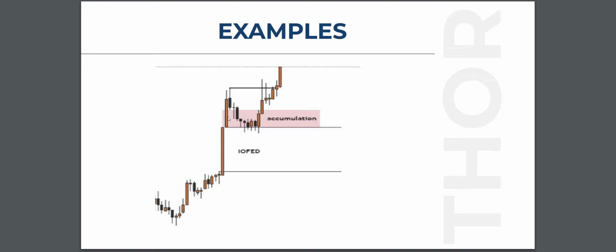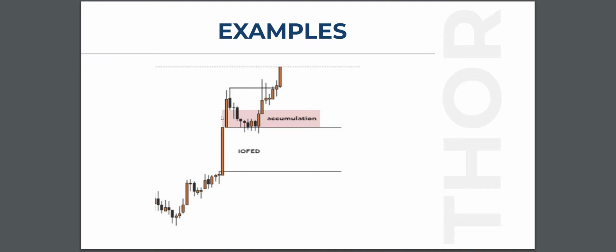Same deal here, multiple fair value gaps, multiple imbalances. The upper one, again, this is a bullish example. The upper one will be used as an accumulation. The lower one will be used as a manipulation. You can do the same deal when it comes to execution. You can execute on this one, and then you can enter more on the lower one, or you can just basically wait for the lower one to enter. But sometimes you might miss some entries if you do so. Just be mindful of that.